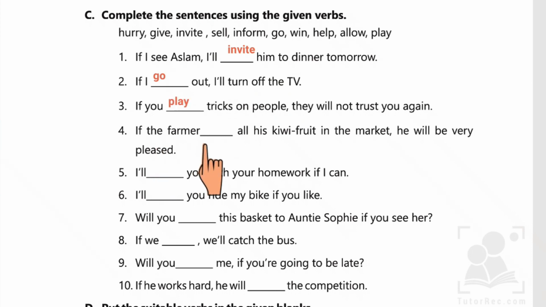Next, if the farmer sells all his kiwi fruit in the market, he will be very pleased. Next, I will help you with your homework if I can. Next, I will allow you to ride my bike if you like.